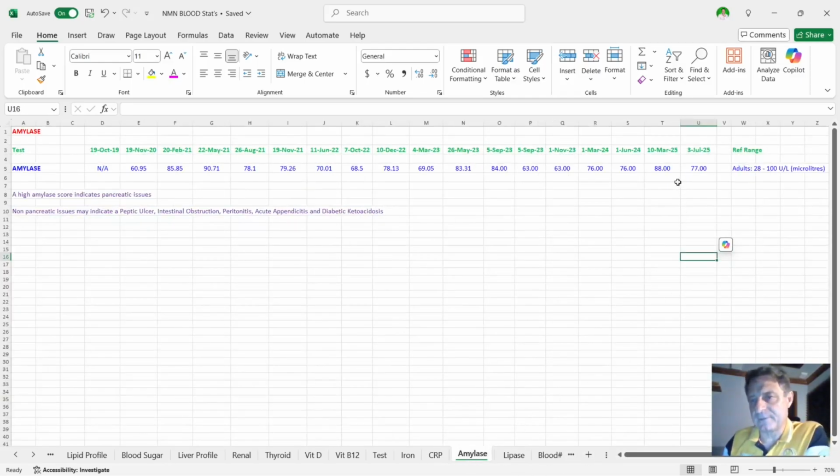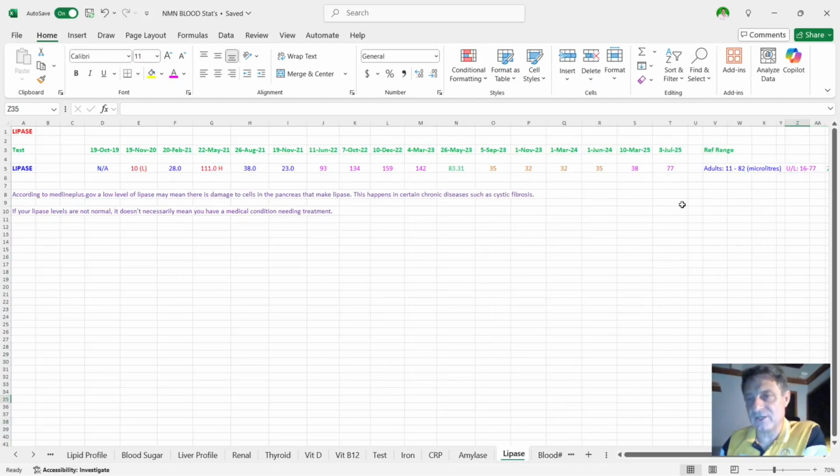Amylase, down from the 88, but anywhere between 28 and 100 is okay, so the 77, no issues with my amylase score. Moving on to lipase, you can see here this has jumped up from 38 to 77, and 77 is the upper end of the reference range, so 78 would have had me out of the reference range at the far end. So happy where it is now. We'll have to wait and see what it's like next time. Hopefully it's dropped down under 77. So that's it for my lipase score.